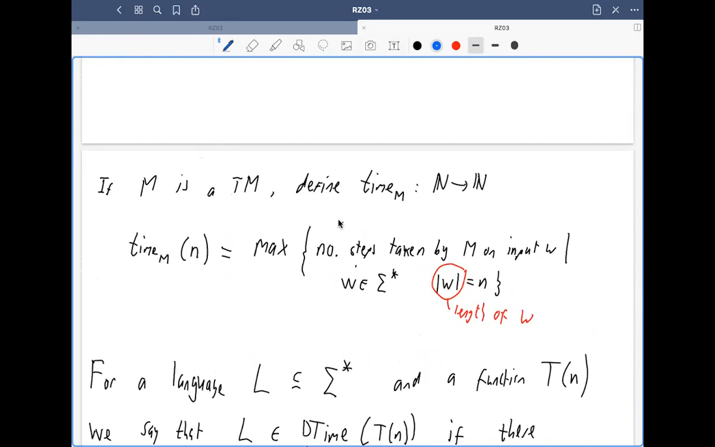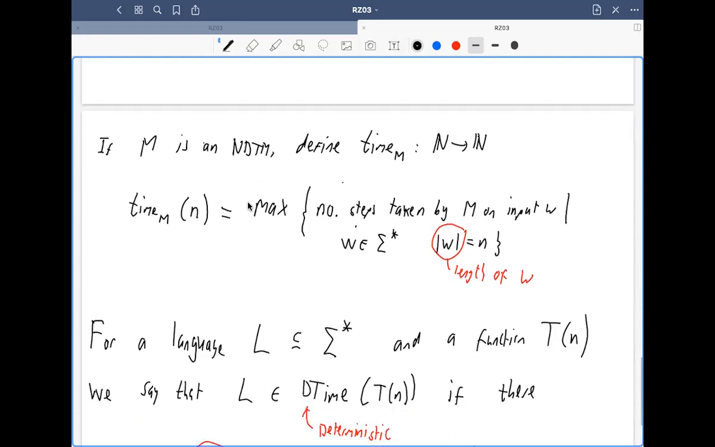So let's just make the modifications of runtime and so on to non-deterministic Turing machines. These are the same definitions that we had from the beginning of the lecture, and I modified last week's. So now I want to modify the notion of runtime for a non-deterministic Turing machine.